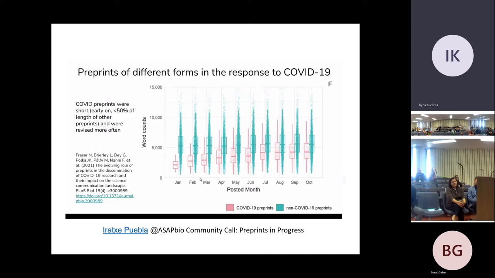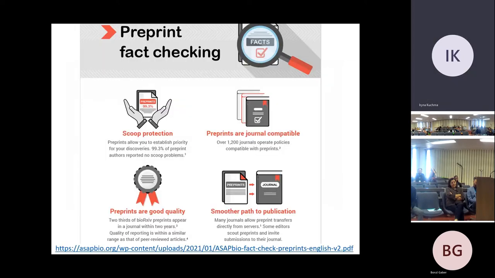And in COVID-19, almost all research funders actually required researchers working with COVID-19 to make their findings available as preprints. And there was an interesting observation that those preprints were usually shorter than all other articles before, and they were revised more often because there was a lot of feedback and discussions around preprints.